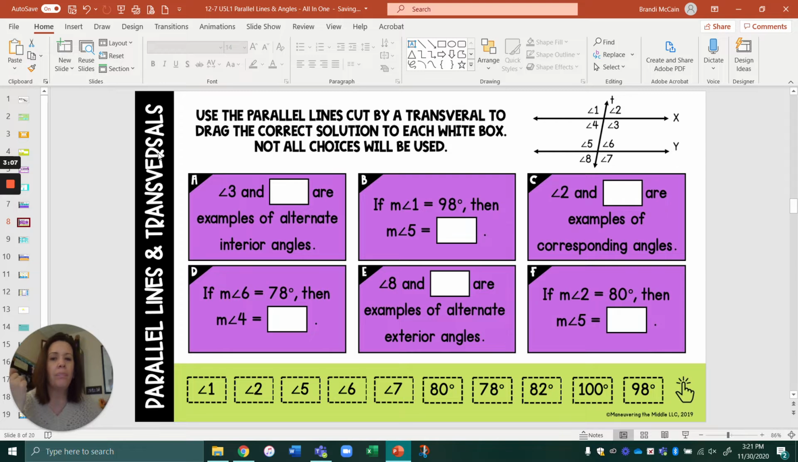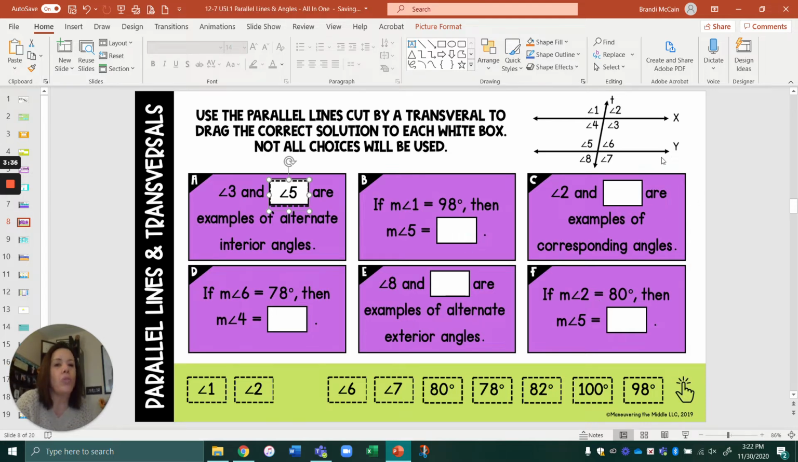The next slide. Alternate interior. We don't really need to know that, but alternate means opposite. Interior means inside. So we're looking at angle 3. Angle 3 is inside, so we need the opposite inside angle. So the inside ones are 3, 4, 5, and 6. Those are inside the two parallel lines. Okay, so opposite would be angle 5. Okay, that's all that means, and I'm going to do these for you.